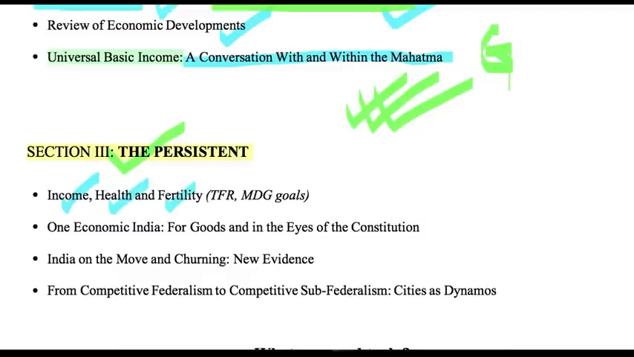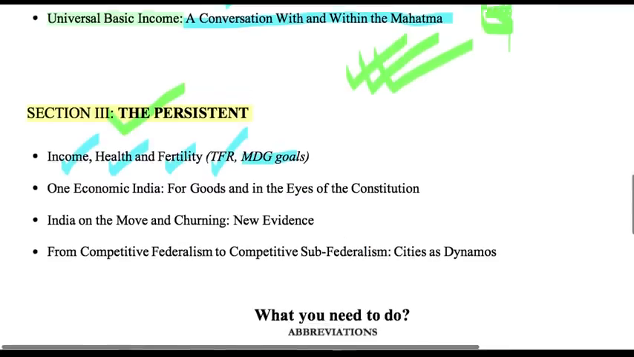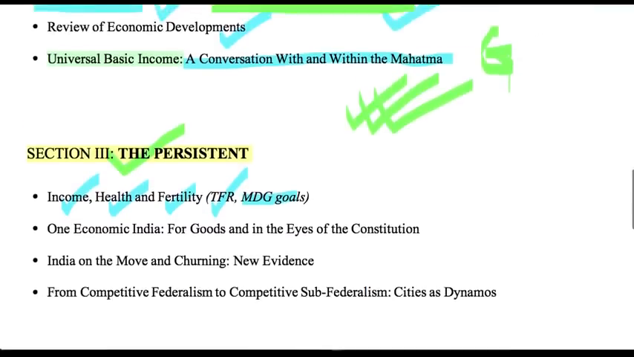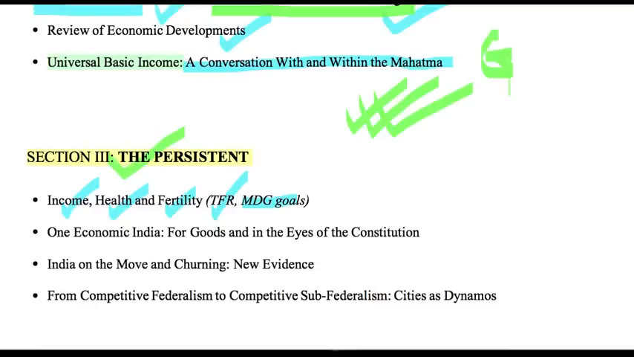You might know there were the MDGs, Millennium Development Goals. India could not achieve a few of those goals, so try to know which goals India failed to attain. And what is TFR? TFR is total fertility rate, so you should know what it is. It is, on average, how many times a woman becomes a mother. So that is TFR. Then the second subsection says one economic India for goods and in the eye of the constitution.